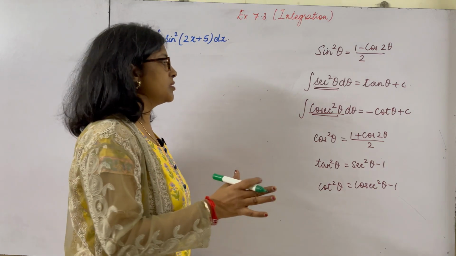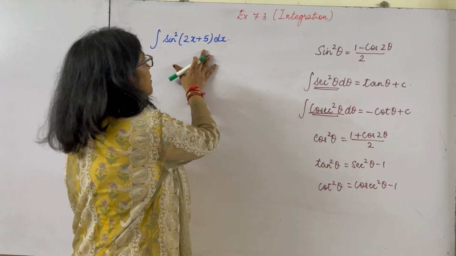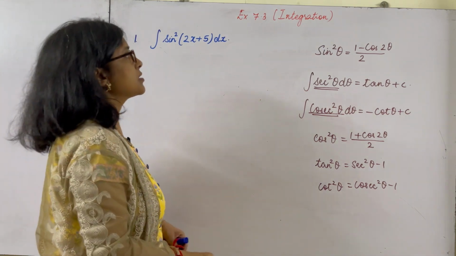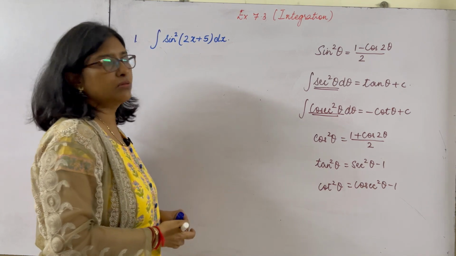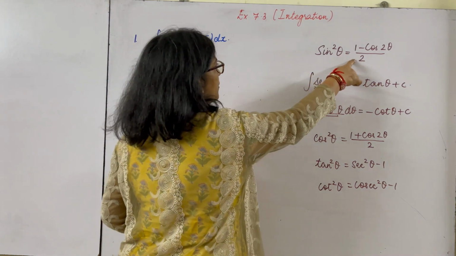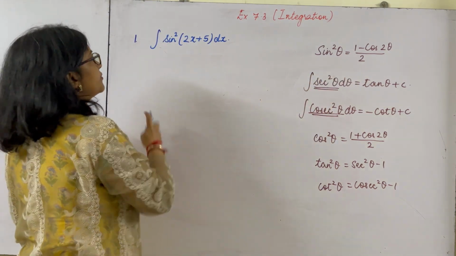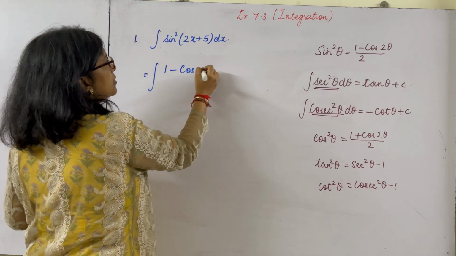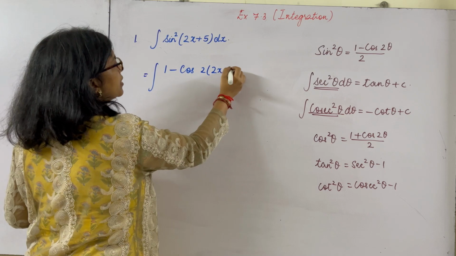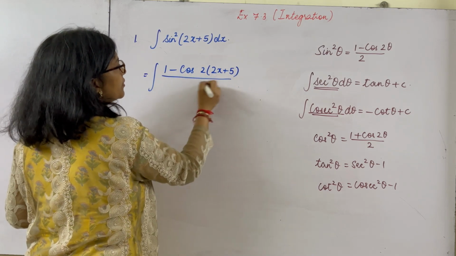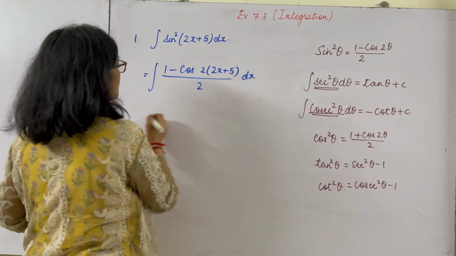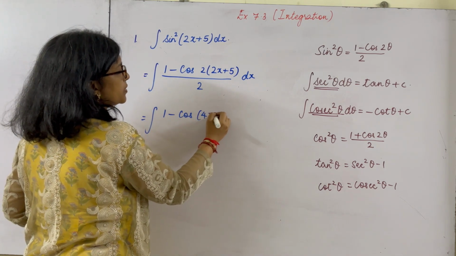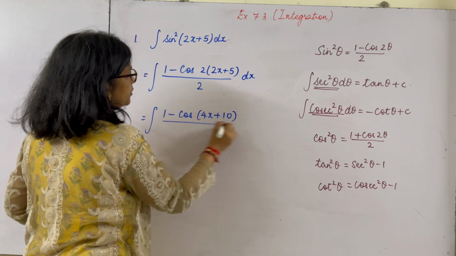So in this question, because we have sine square (2x + 5), let us convert this to cos applying the formula. So we have integration (1 minus cos of double the angle), and over here our angle is 2x + 5. So this becomes integration (1 minus cos (4x + 10)) upon 2.